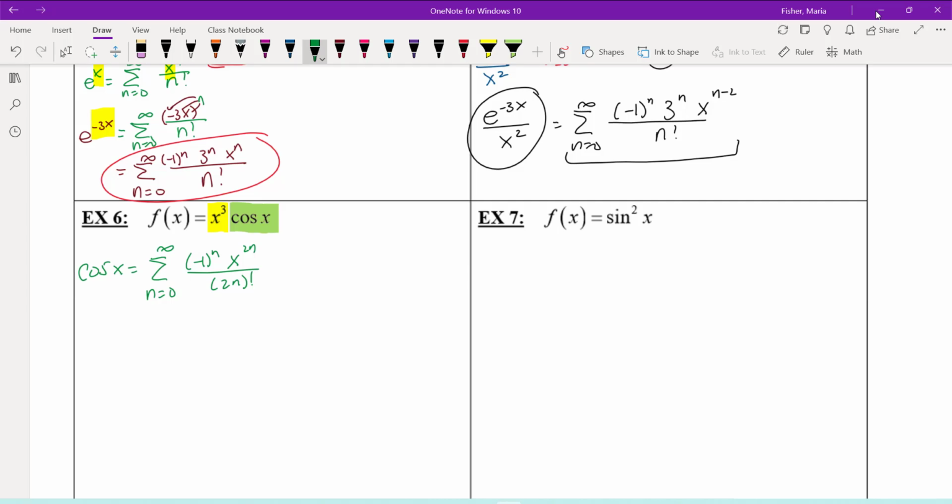Now, we don't want the cosine of x, because that's not what I'm given. The given function is cosine of x times x cubed. So all I have to do is multiply this guy here by x cubed, and then this guy here by x cubed.